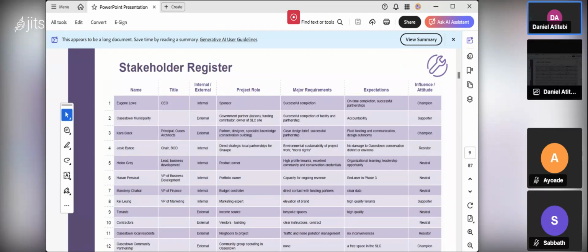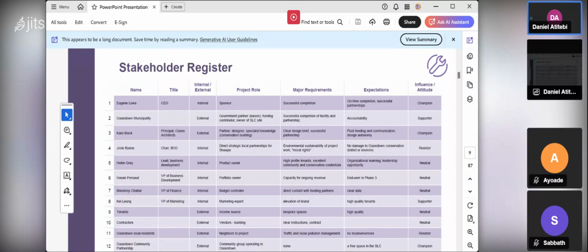The title, for example, if you look at number one, the name is Eugene Lowe. The title is the CEO of the organization. He is an internal stakeholder. That means that we also have external stakeholders. What's the project role? It's a sponsor. He sponsors the project. You can see the way you put the information there. This enables you to work with them, engage with them, and manage them successfully for your project success. What is the major requirement? You gather requirements from the stakeholder. What do they want? This one says a successful completion of the project. That's his major requirement. That is what he is expecting from the project.